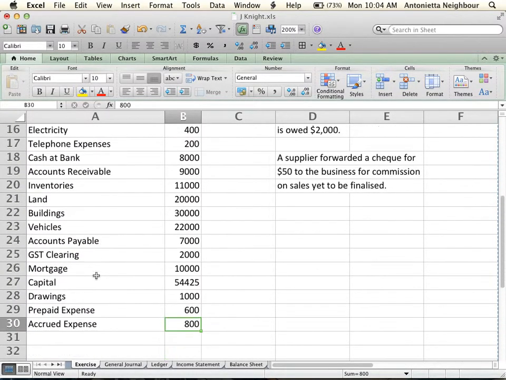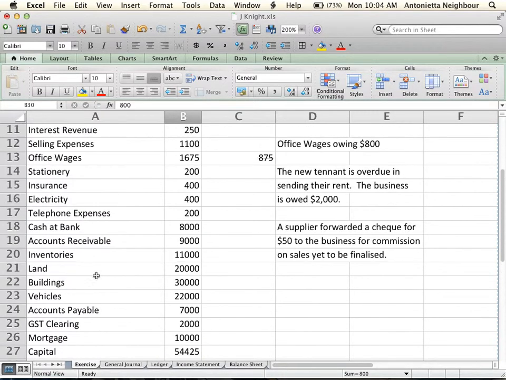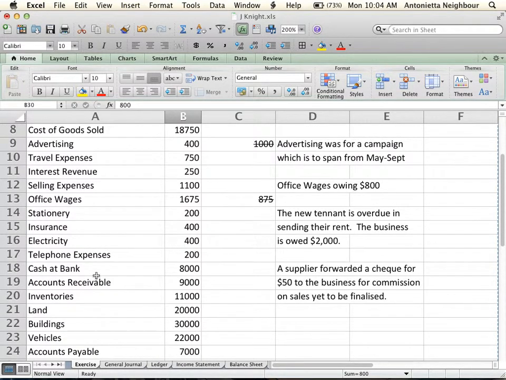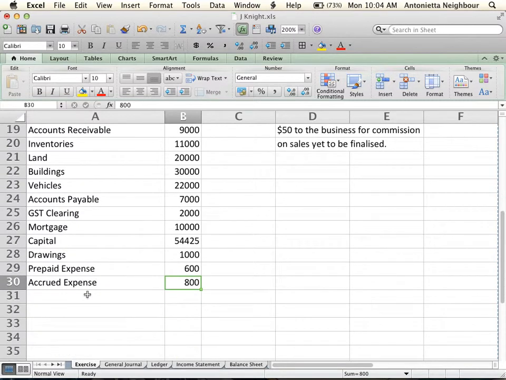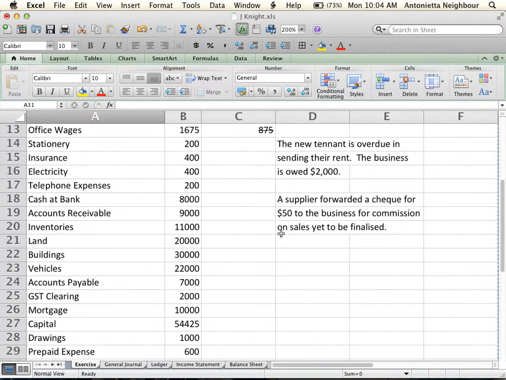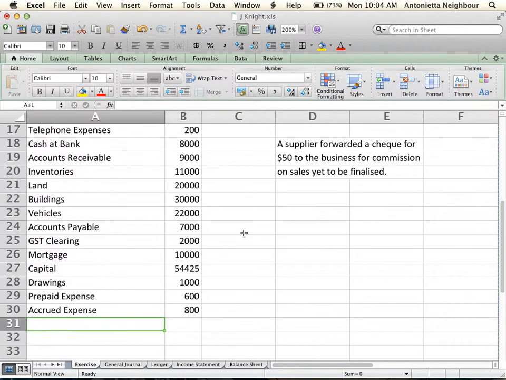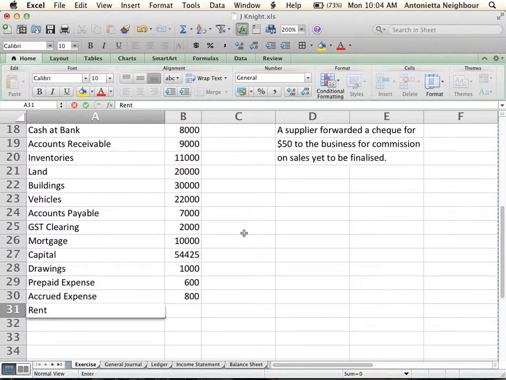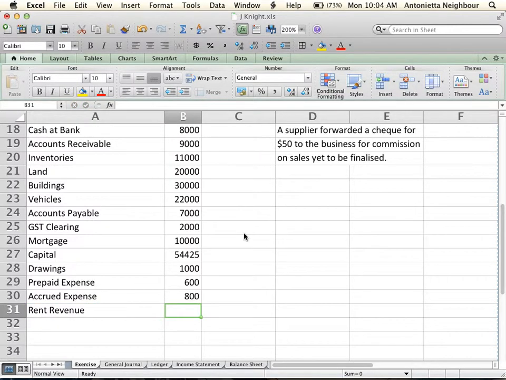Let me know which row it is if you find it. There isn't one. So what do I have to do then? I add it to the bottom. I know it's a revenue account because it says that the new tenant is overdue. If you have a tenant, they pay you rent, we receive rent from them, and we are owed $2,000. So it's a revenue account, rent revenue.